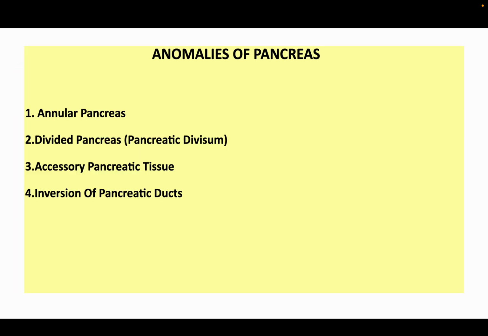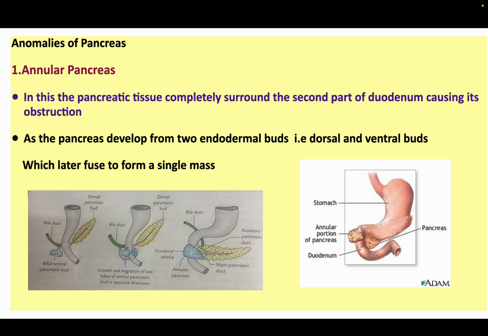Now coming to the anomalies of the pancreas, these are the various anomalies: annular pancreas, divided pancreas, accessory pancreatic tissue, and inversion of the pancreatic duct. First we will discuss the anomaly annular pancreas. In this, the pancreatic tissue completely surrounds the second part of the duodenum, causing its obstruction. You can see in this diagram.